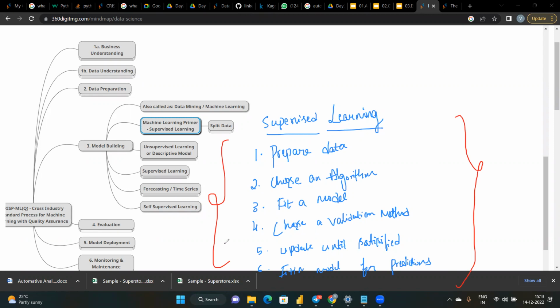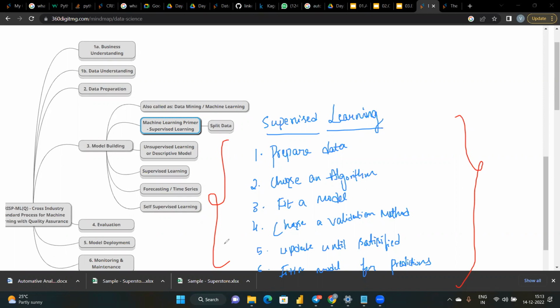So what we are going to do is prepare the data first. After preparing the data, we are going to choose an algorithm. Why choose an algorithm? You have to prepare the data, but if you don't choose any algorithm, does that make sense? No, right? You have to choose an algorithm. Then you're going to fit a model, then do a validation method. What is meant by fit a model? Train and test we are going to do there, guys. I'm going to explain that, okay?